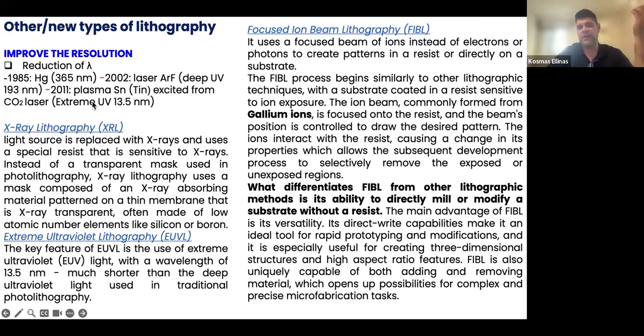So everybody started working with X-ray lithography because you can create really small features. Then another type of lithography was the extreme ultraviolet, in which the wavelength is 13.5 nanometers, which is much shorter than the deep ultraviolet, which was proposed in 2002, and it could lead to even smaller features. Then people also proposed and used focused ion beam lithography.